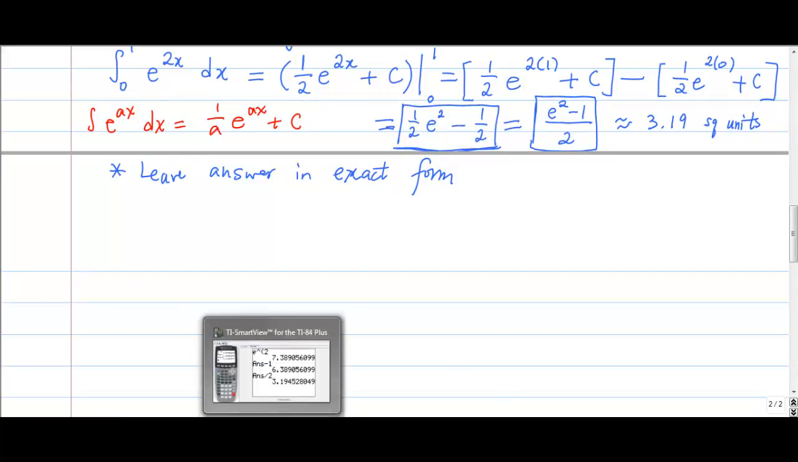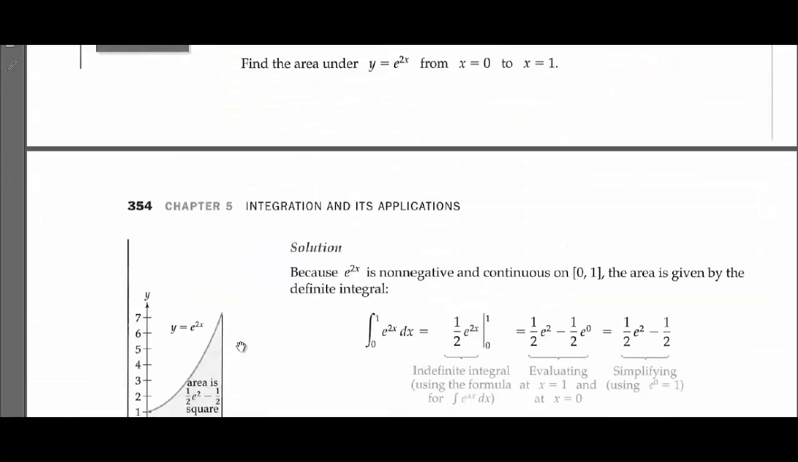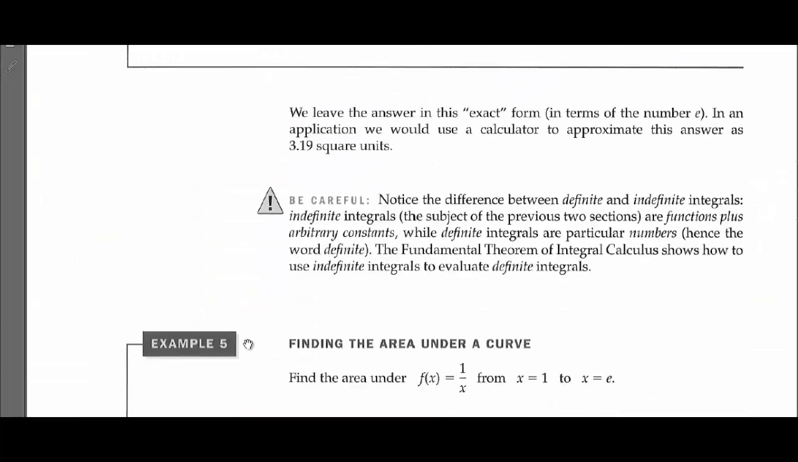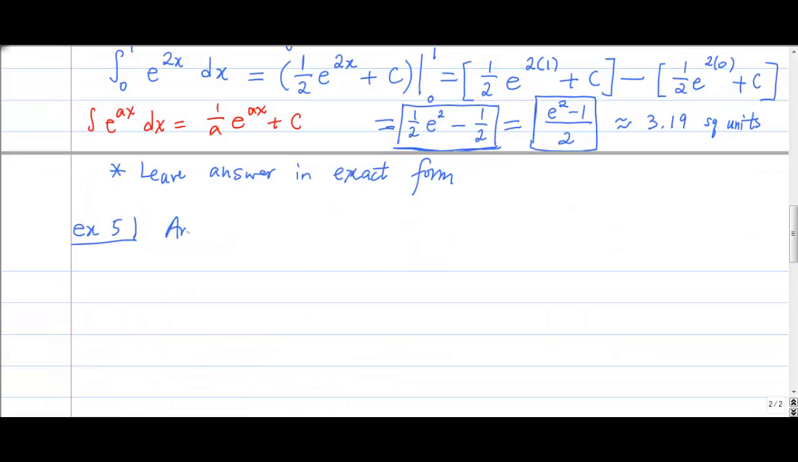Let's do another example. So let's do the next example in your book. Example 5. Find the area under the curve f of x equals 1 over x from x going 1 to x going to e. Okay, so you want to find the area under f of x equals 1 over x from x equals 1 to x equals e.